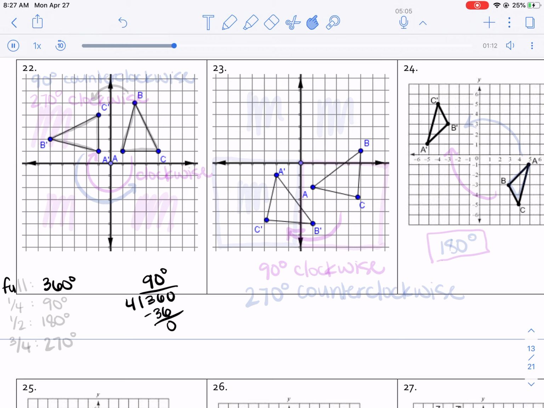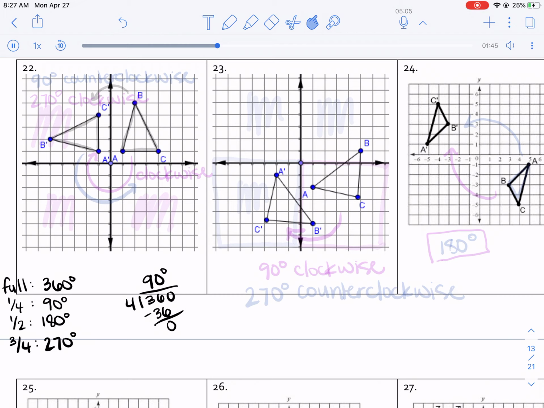So our full turn is 360 degrees. A quarter turn is 90 degrees. That means that a half turn is twice as big, or 90 times 2, which is 180 degrees. And a 3/4 turn is 3 times as big as 90 degrees, and 3 times 9 is 27, so 270 degrees. So we're going to do these different turns and identify where things ended up.